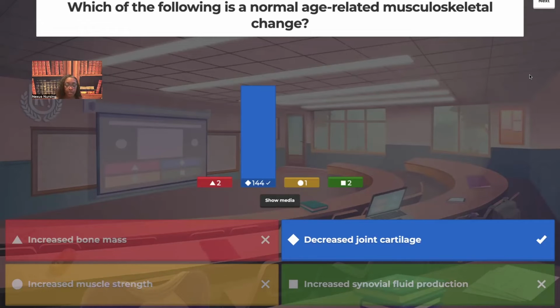That's different than the patient having decreased joint cartilage. So that decreased joint cartilage places the patient at risk for osteoarthritis, not osteoporosis. You got to know what both of those are, okay?